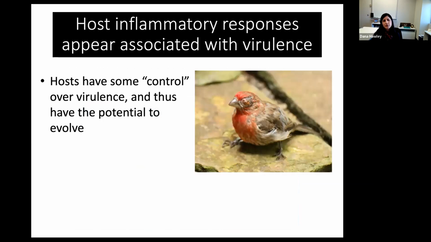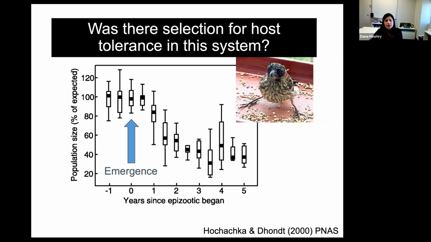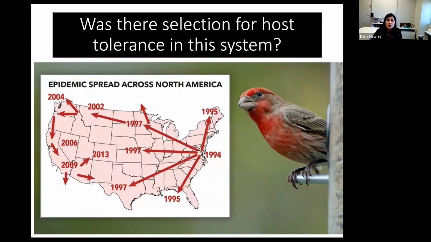What was interesting about this from our perspective is that this suggests that if there is some variation in the degree to which hosts express these inflammatory responses, then hosts should have some potential to evolve and essentially have some kind of control, so to speak, over virulence. And given the strong selection in the system early on, this is just the graph I showed you at the very start, we were very interested in whether there was selection for host tolerance in this system. We basically used the geographic spread of the pathogen to use a space for time approach to examine this question.